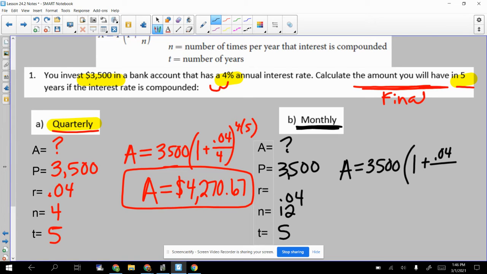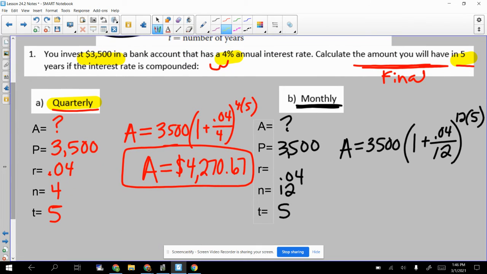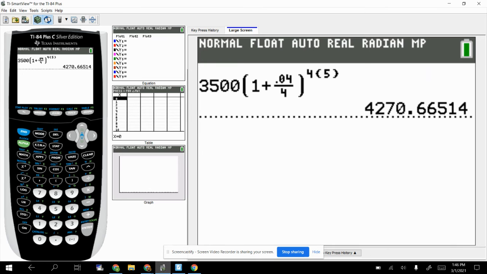Now this is where it's going to change. So this should be 12, the N value, and then 12 times your T, which is 5. Okay, so again, I'm just plugging into this formula here. And the only thing that should have changed was the N values. So those 2 spots. Okay, and again, you're going to plug that into your calculator.